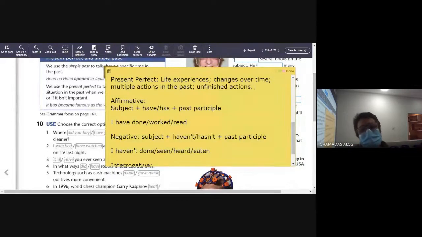Okay. And multiple actions in the past, like she said, I have done this twice, or I have done this 3 times. Like, for example, visiting New York, I mentioned before. I have been there 3 times already. So that's nice. I need to go back. I miss New York. Now, unfinished actions, like, for example, we have studied English together since 2019. We have been together since 2019. Yes, this group, okay? 2019. Yeah, okay?